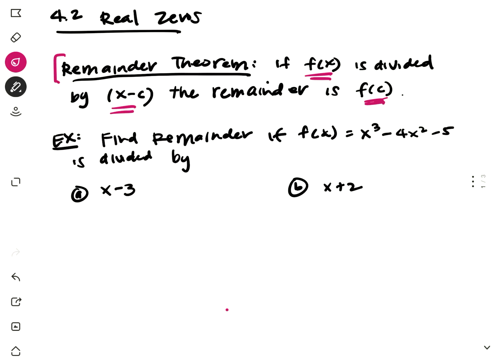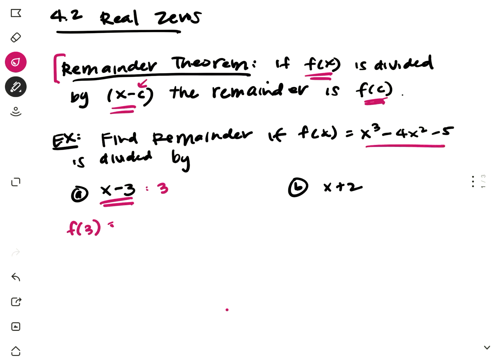So find the remainder if f of x equals x cubed minus 4x squared minus 5 is divided by, okay, so first we're looking at x minus 3. So be very careful here. Notice the form is x minus c, right? So one way to think about it is we're just taking the minus and taking the number next to it. So we're plugging 3 into our function. Now the other way to think about it is we're looking at the 0, right? So what makes this 0? That's 3. So we're going to do f of 3, meaning we're going to plug our 3 into all of our x's in our function.